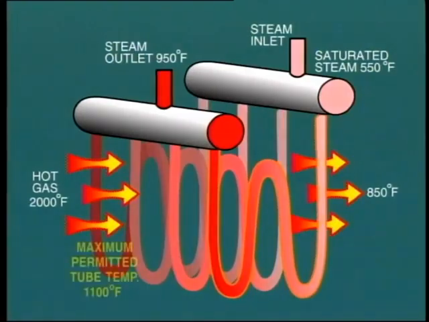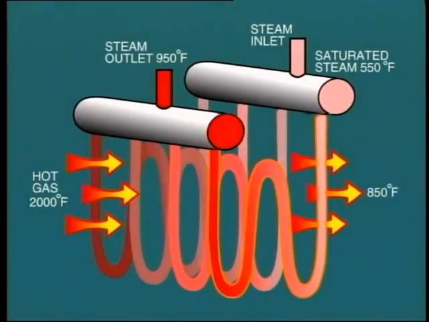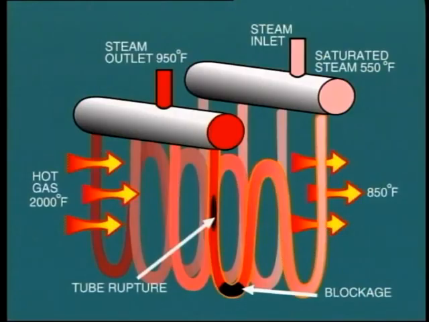The maximum permitted tube metal temperature is usually about 1,100 degrees Fahrenheit. So remembering that the temperature of the gas passing over the outside of the tubes is about 2,000 degrees Fahrenheit, it is clear that it is only the flow of steam passing inside each tube which keeps its temperature within safe limits. If for any reason this steam flow stopped in any particular tube due to a blockage, then the tube metal would rapidly overheat and rupture. This would then allow high-pressure steam to spill out into the gas passages.